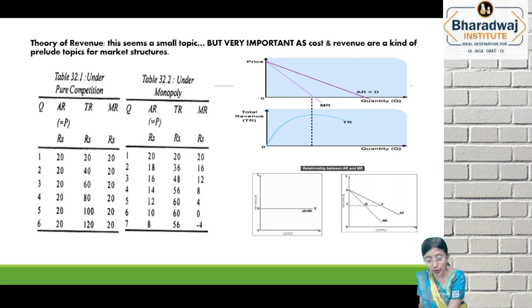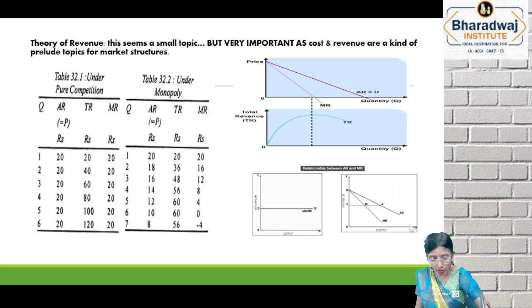Okay, so what are we doing in this segment? Here, look at my output, look at my revenue. AR is equal to MR. Both of them are 20. Throughout, first unit 20, second unit 20, third unit 20, fourth unit 20, fifth unit 20, sixth unit, it's all 20.